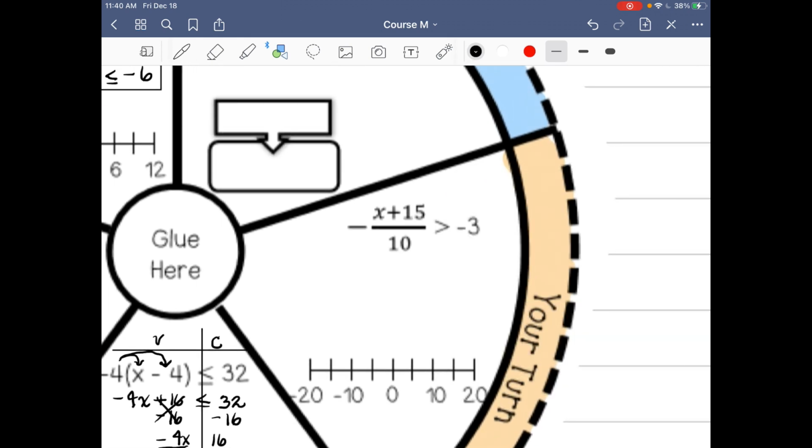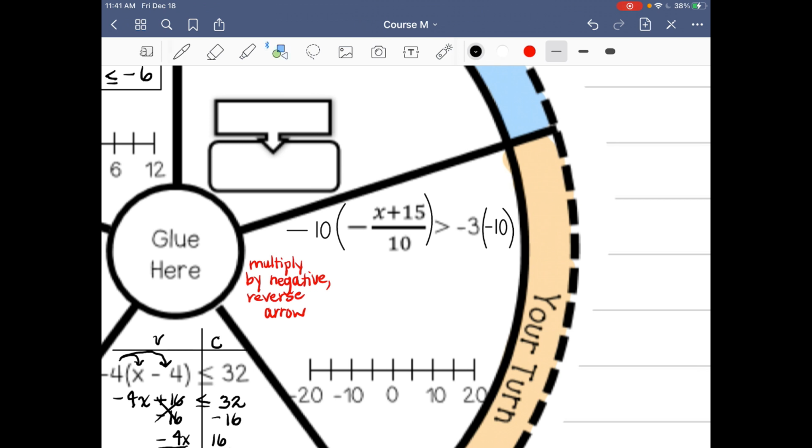Okay, on your turn, I'm going to go the short way. I want to get rid of the negative sign and the 10. So that's what I'm going to multiply. Now remember what happens when you multiply by a negative. What happens to your arrow? If you multiply or divide by a negative, what happens to your arrow? You have to reverse it. So you have to be careful about that. That can crop up anytime.